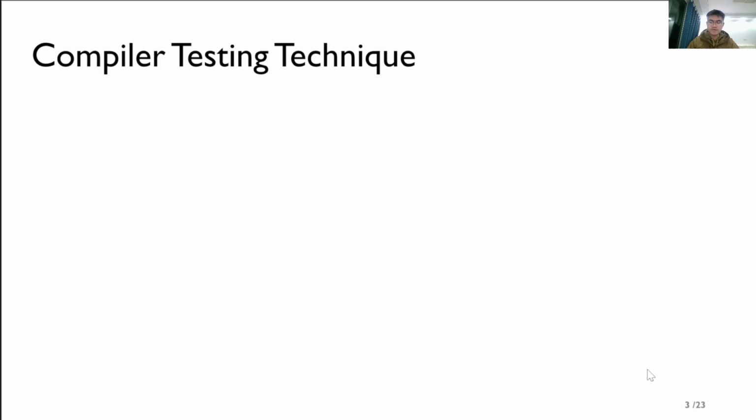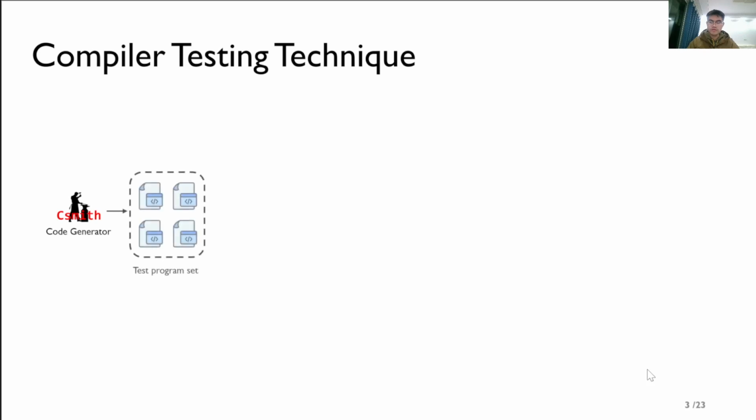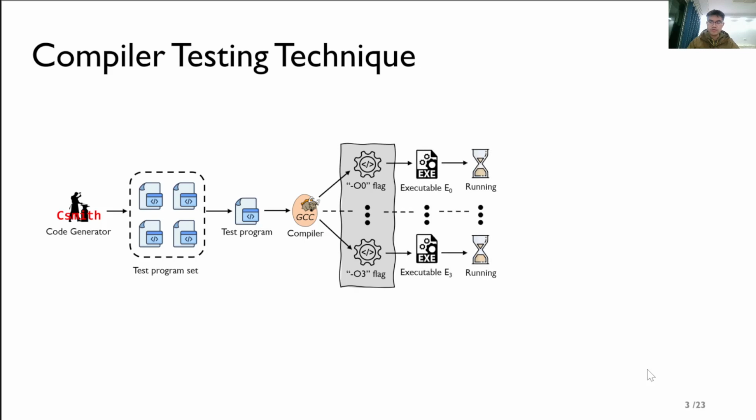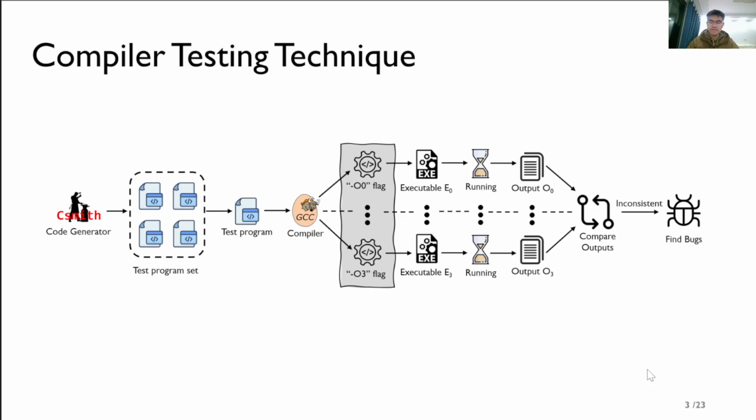One common compiler testing practice uses a random program generator to generate a huge number of test programs to stress test compilers. Each of the test programs will be compiled to different executables at different optimization levels and then we wait for output. Their outputs will be compared against each other to differentially test compilers. This is one of the most commonly used compiler testing techniques, different optimization levels, also known as DOL.